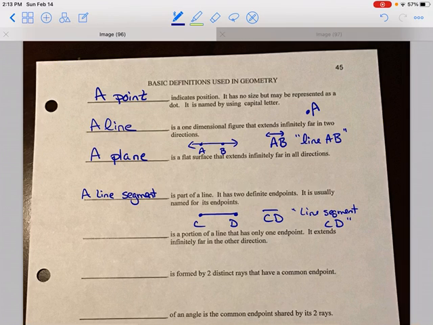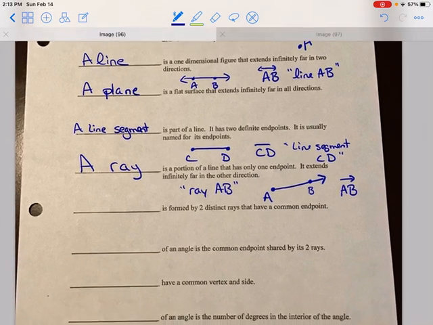Then we have a portion of a line with one endpoint that extends indefinitely far in the other direction. So imagine one endpoint and then it extends indefinitely in one direction. This is what we call a ray. Now to name a ray, we have to use the endpoint first and then another point on it. So I would call this ray AB. You always list the endpoint first, so that one you can't reverse. It does have to stay in that order, and you would read that ray AB.